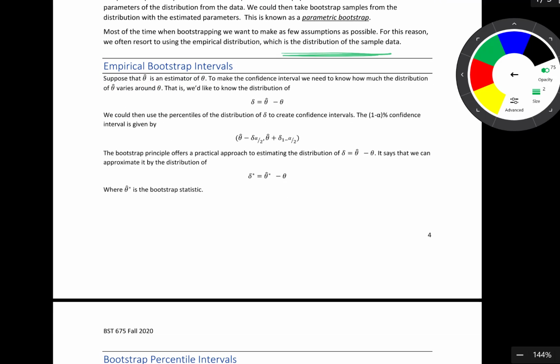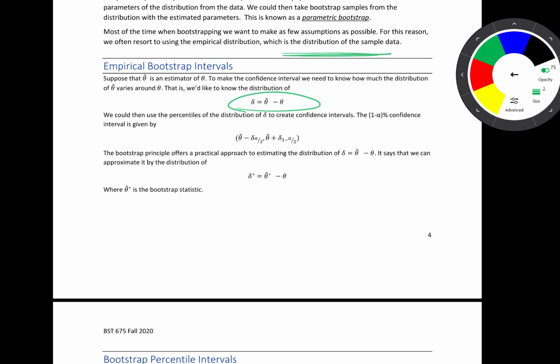All right, so we're going to talk about two different types of bootstrap intervals. There's what is called the empirical bootstrap interval, and there is the percentile interval. So suppose that theta hat is an estimator of theta. To make the confidence interval, we need to know how much the distribution of theta hat varies around theta. That is, we'd like to know the distribution of this piece right here. So notice delta is random. The reason it's random is that theta hat is random.